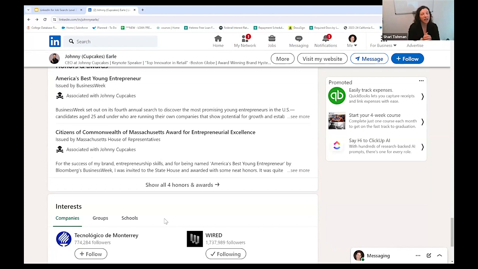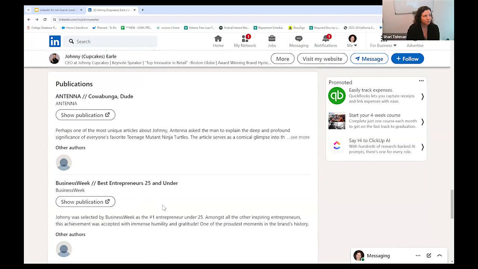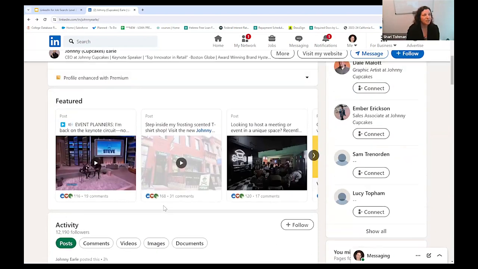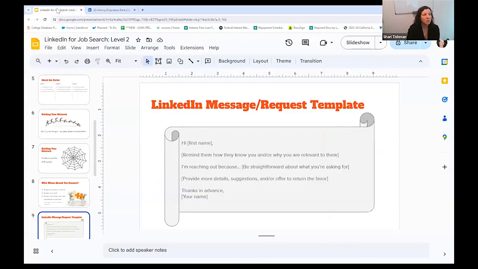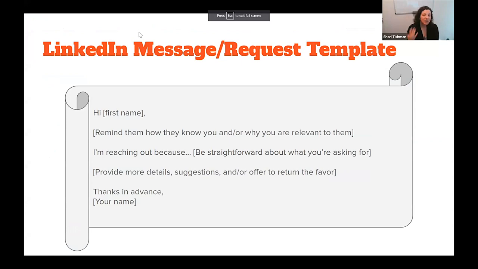And then if I can't get introduced, I would reach out to Johnny and I would craft a message based on the points of commonality that I identified in my research. And that message follows a pretty specific template that I'm going to share with you. This is actually a template that you can use for any LinkedIn message you send: a connection request, a recommendation request, an introduction request, or any sort of message.